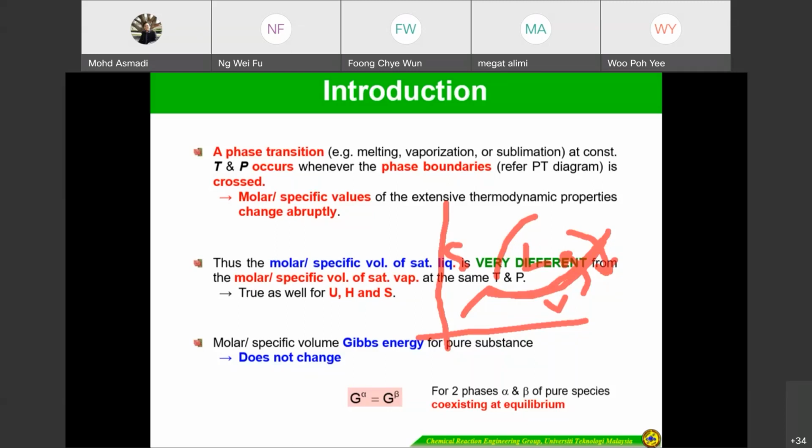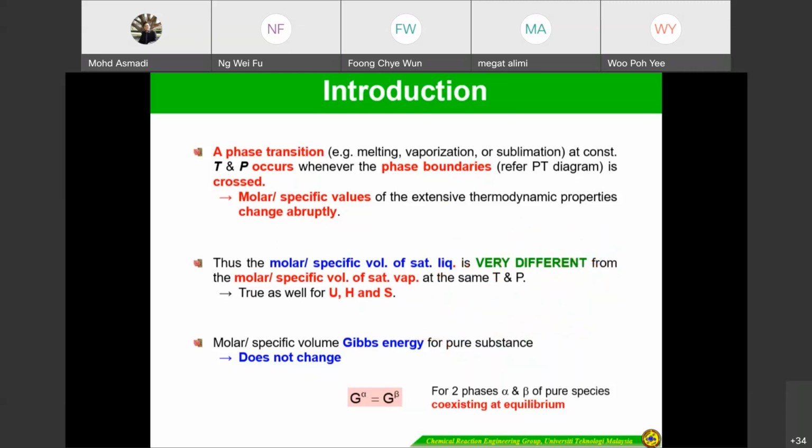Thus the molar or specific volume of saturated liquid is different from the molar or specific volume of saturated vapor. This is also true for the other thermodynamic properties, such as internal energy U, enthalpy, as well as entropy. You have to remember that the Gibbs energy for a pure substance does not change. They are coexisting in equilibrium, meaning that if you have liquid and vapor, G liquid is going to be similar to G vapor. It's already proven when you do the calculation for water as liquid and steam: the Gibbs energy is going to be similar, because it is in equilibrium.